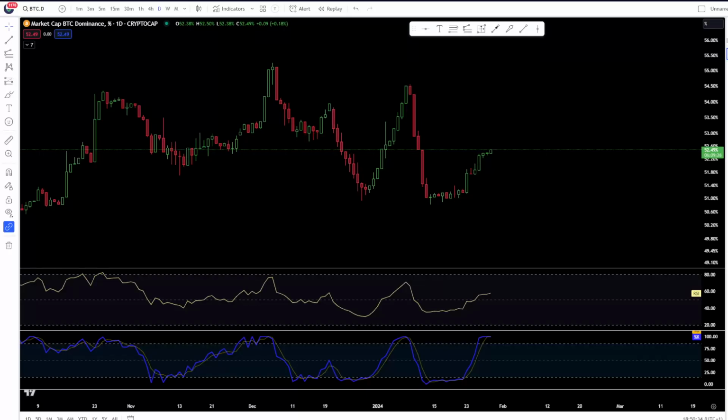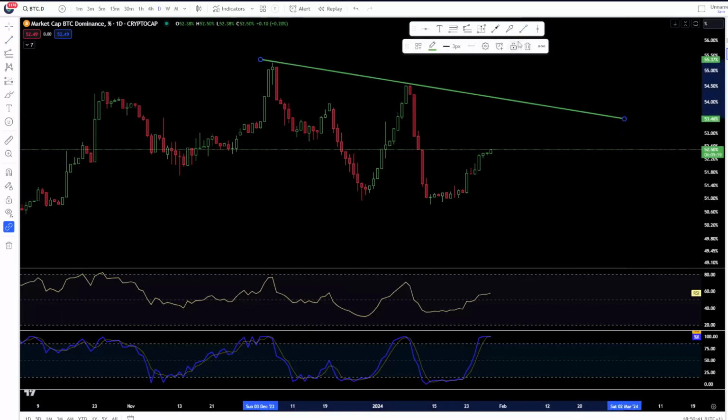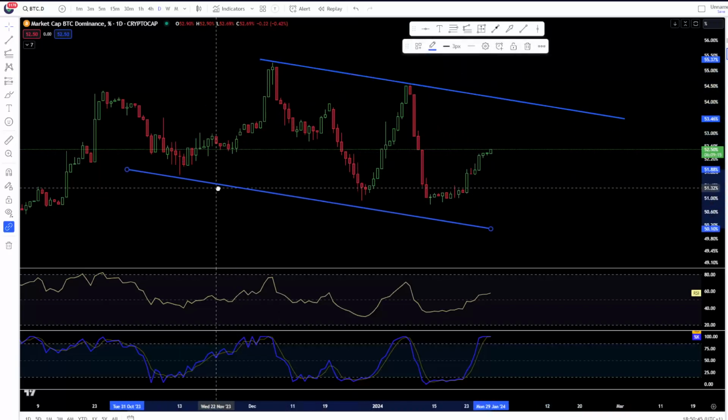Let's start by checking the situation of BTC's capital dominance over the rest of the market. We will start by identifying the downtrend channel where we can see that the chart is moving.